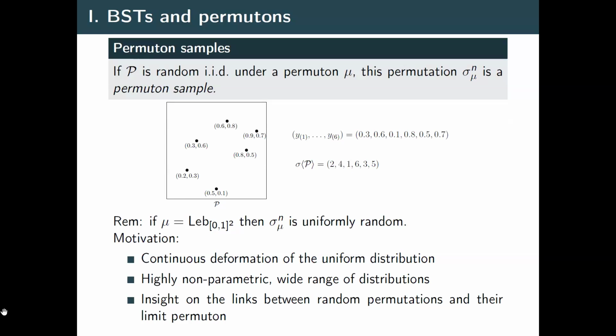Okay, so that's the random permutation I want to use as an input for the study of BSTs.